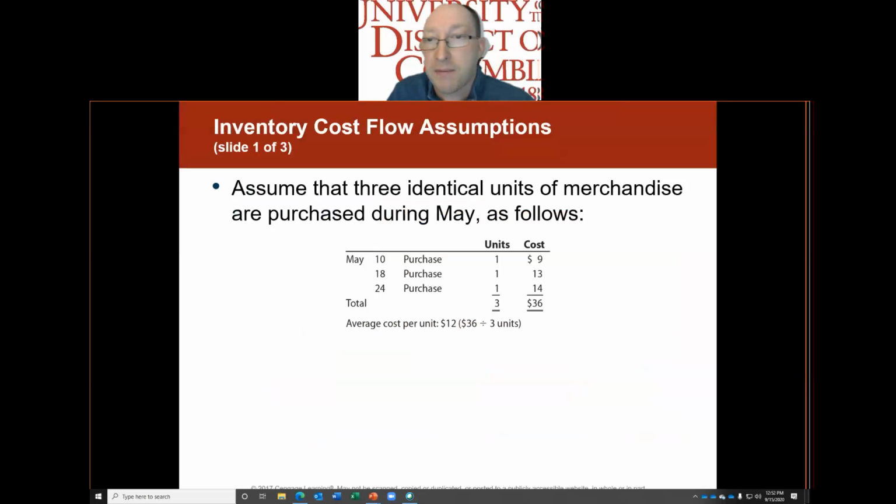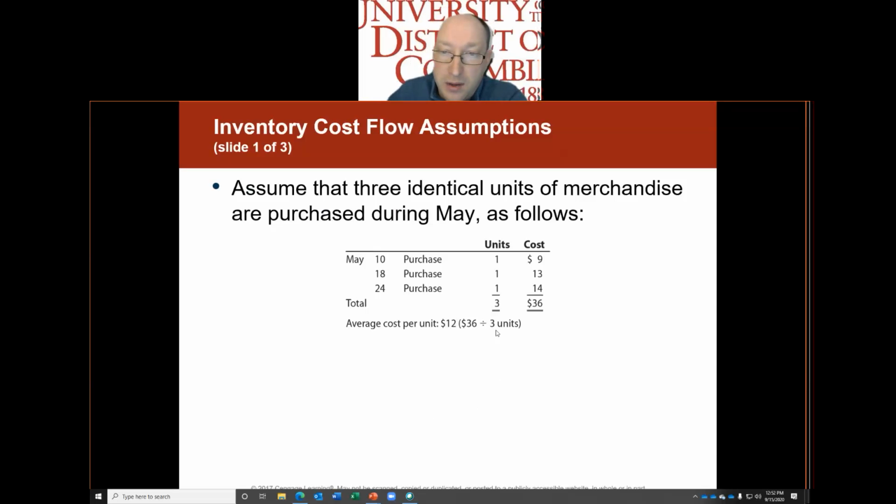Let's assume that we have 3 identical units of merchandise that we purchased during the month of May. We purchased inventory on May 10th, May 18th, and May 24th. On May 10th, the inventory cost me $9. On May 18th, the cost was $13, and on May 24th, the cost was $14.